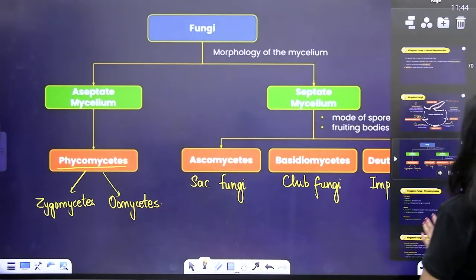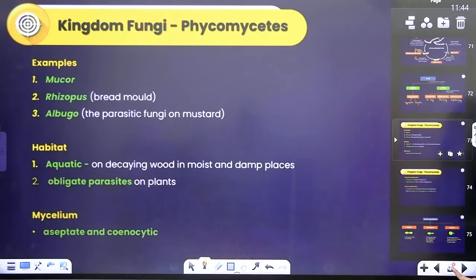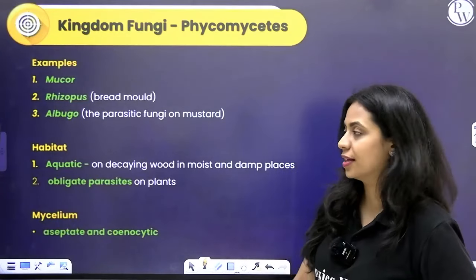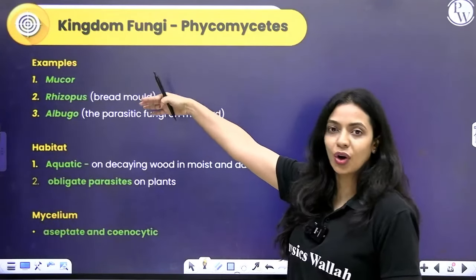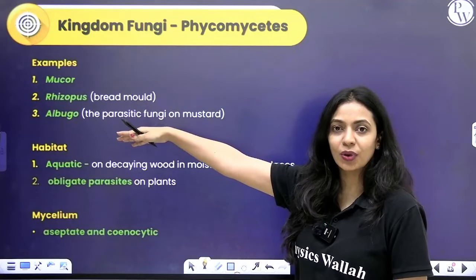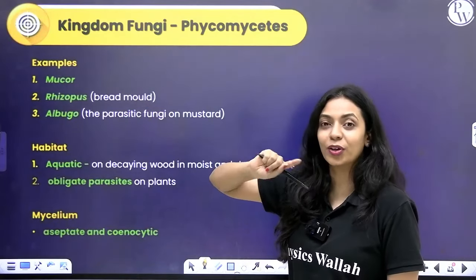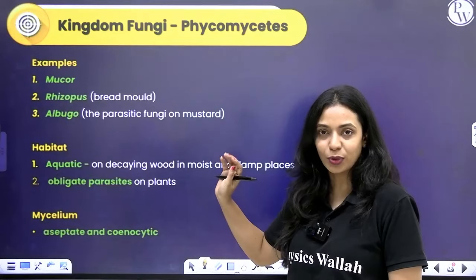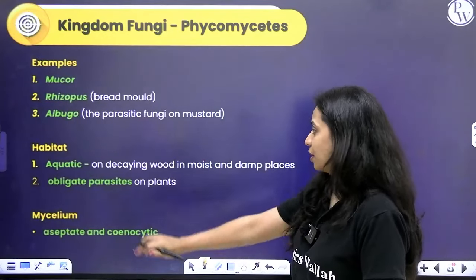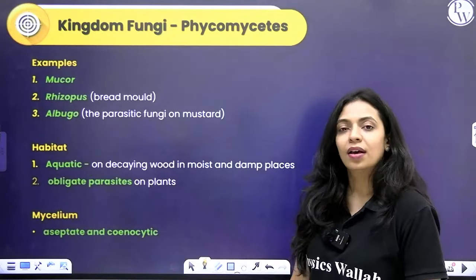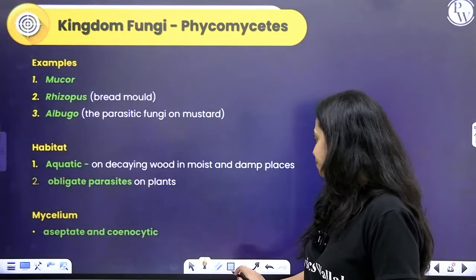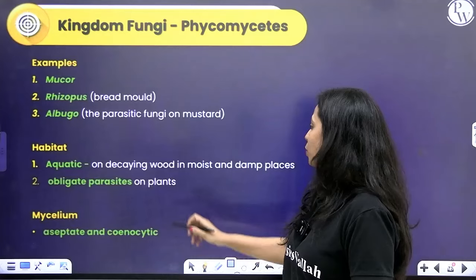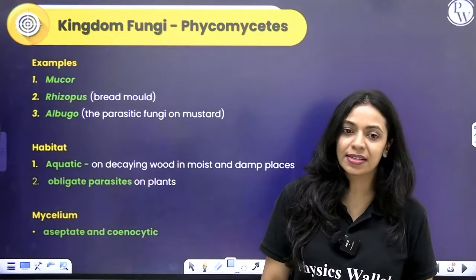Okay. Now, let's start with phycomycetes. Examples for that, it's on the board: mucor, rhizopus, albugo. Remember, I told you about albugo. It causes rust disease on mustard leaves. Remember, I told you white rust. It's the same thing. Habitat, where do you find them? Some of these are aquatic, and they can also be found on decaying wood, moist and damp places.